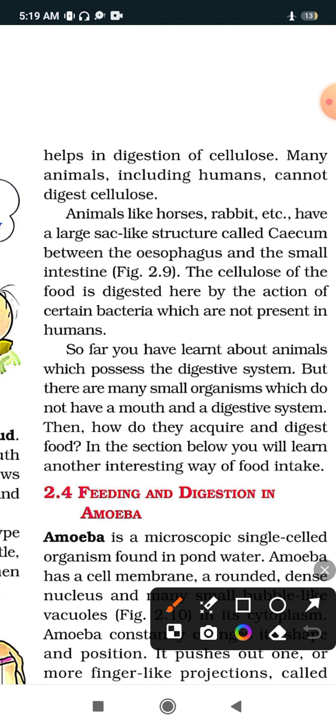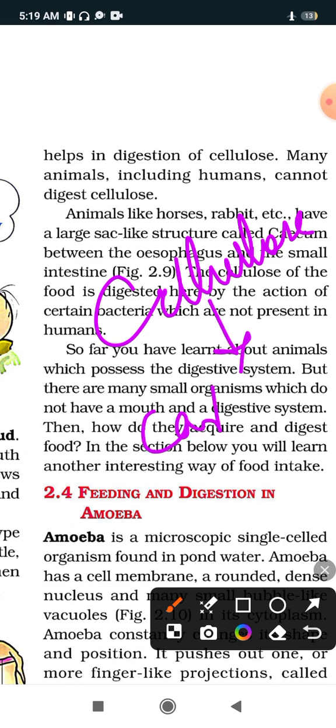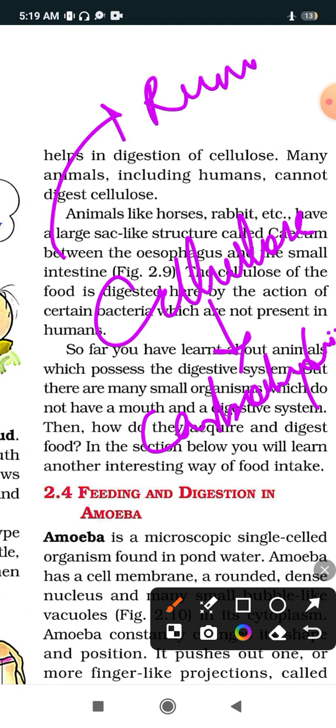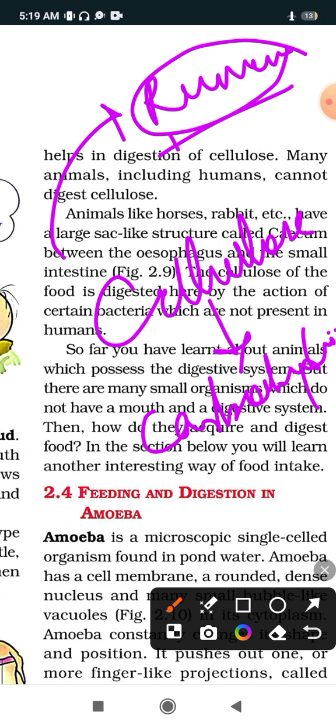So this is the reason why grass-eating animals are able to digest cellulose: because grass contains carbohydrate, and in the rumen of grass-eating animals bacteria are present, and the bacteria help to digest cellulose.